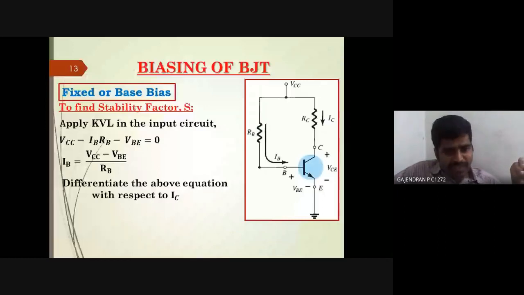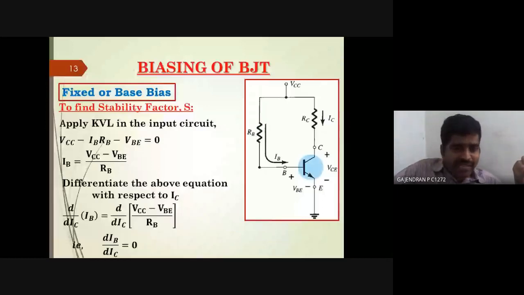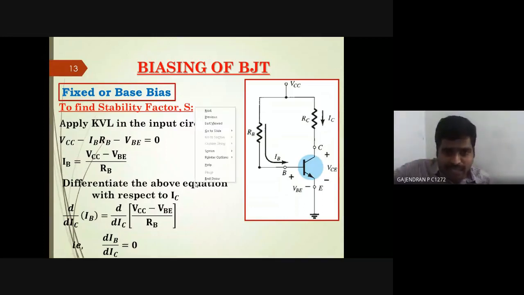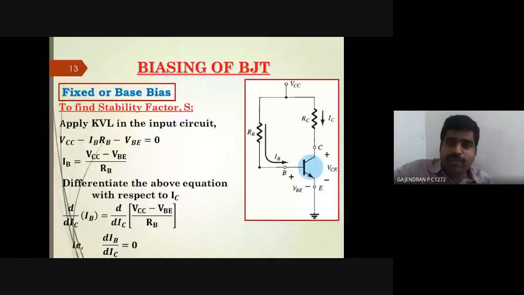Okay, what we attained here: differentiation of the base current with respect to IC, as far as this circuit is concerned, it is simply 0. Why is it 0, sir? On the right hand side, is there any dependency on your collector current? No, because, please remember one thing, this VCC is the input voltage that I am going to apply.